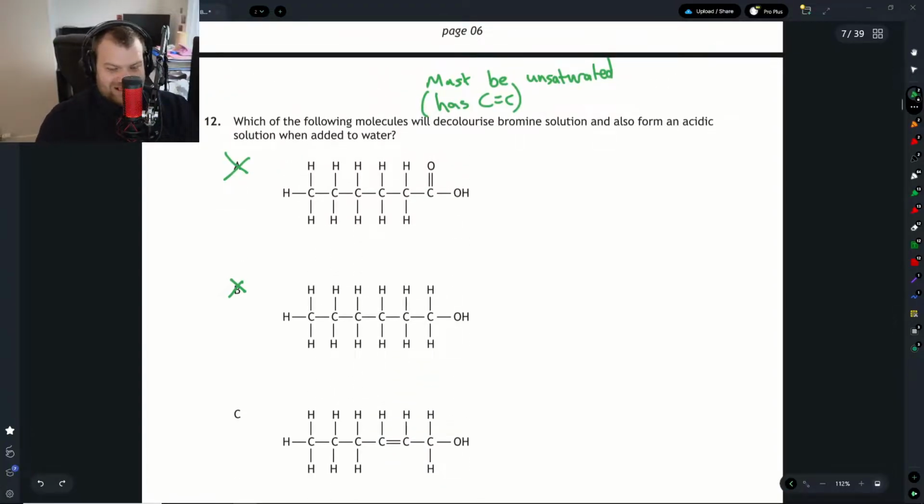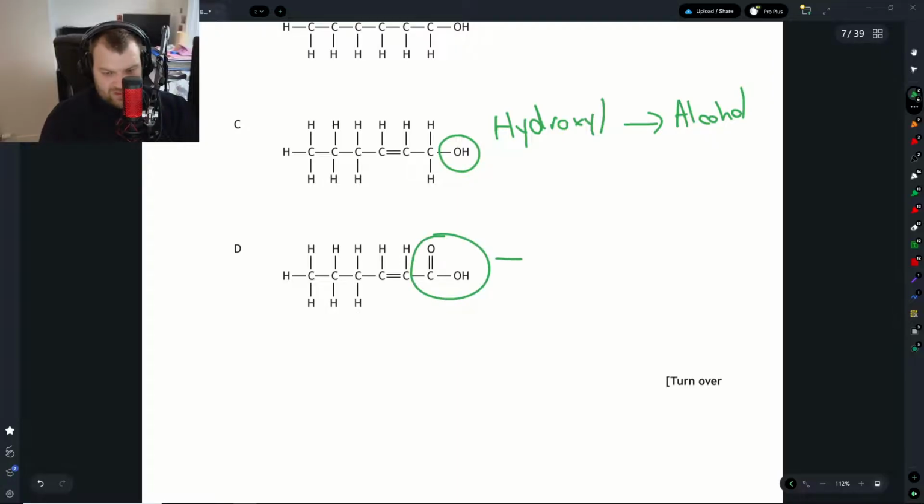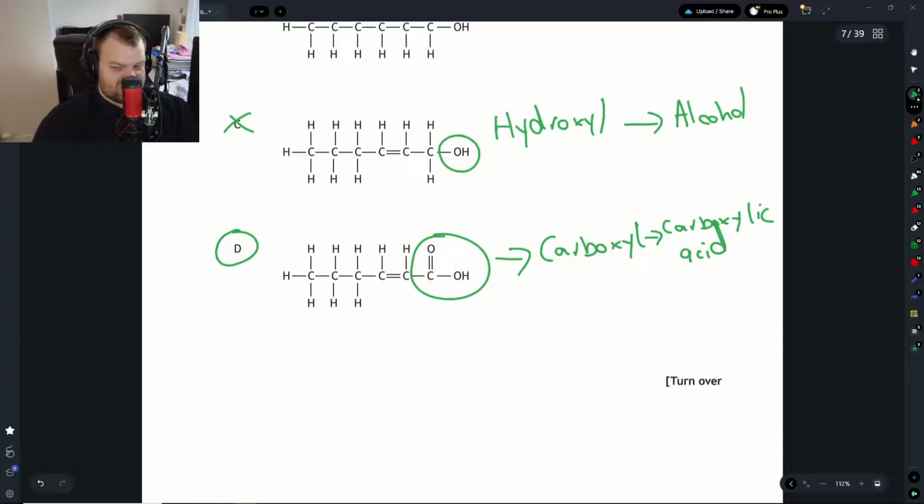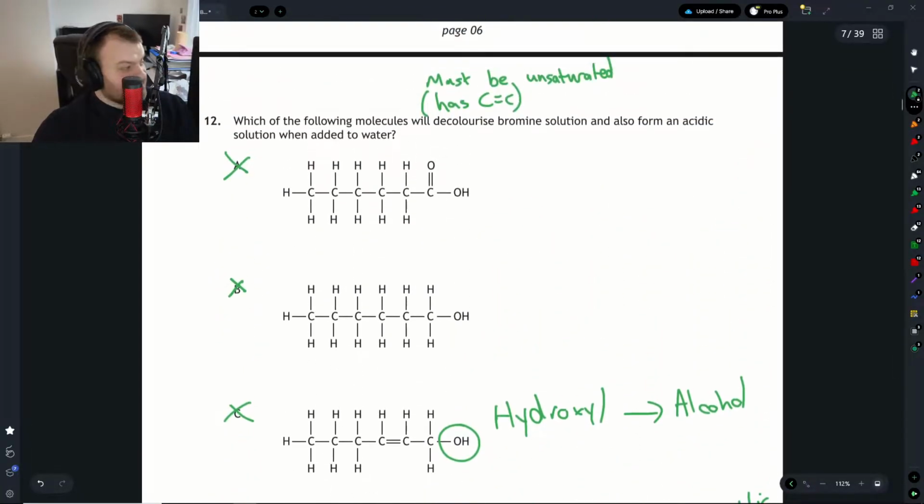Next up, they're forming an acidic solution. In these chemicals here, we need to be able to recognize that this is a hydroxyl group, making it an alcohol. Whereas for D, we have a carboxyl group, making it a carboxylic acid. Then it's not too far of a stretch to say, well, that has to be our correct answer, because that would give us our acidic part, because it's a carboxylic acid. So D is correct for question 12.